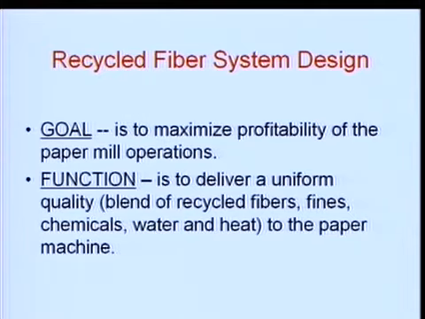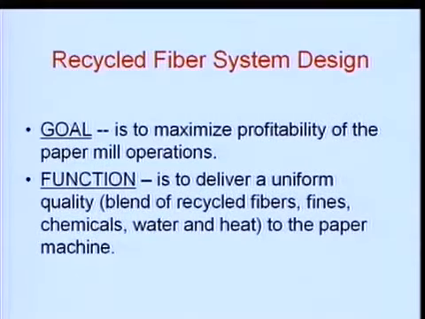Next, what is the function? The function of a recycled fiber system is to deliver a uniform quality blend of recycled fibers, fines, chemicals, water, and heat to the paper machine. That's the key thing. Your customer is the paper machine. If there is no customer, there is no need for the recycled fiber system. Whether you're making pulp or running an integrated mill, your customer is the paper machine. Hence, you must provide uniform, and this is the key word, uniform quality of fiber, fines, chemicals, water, and heat to the machine.